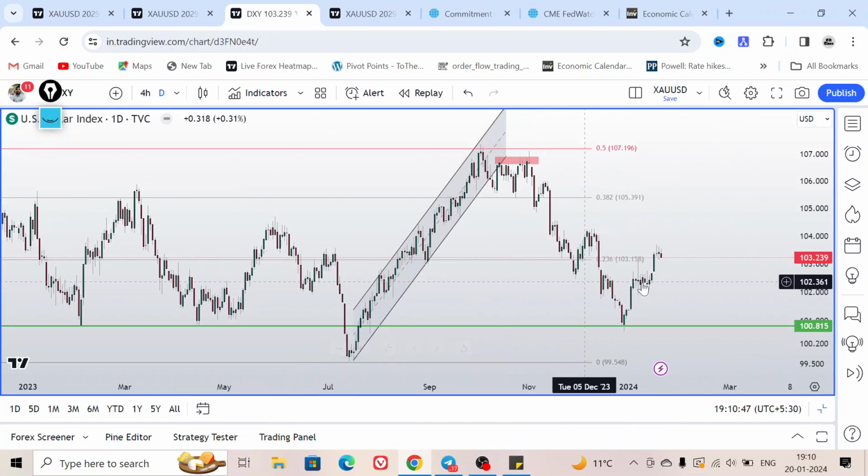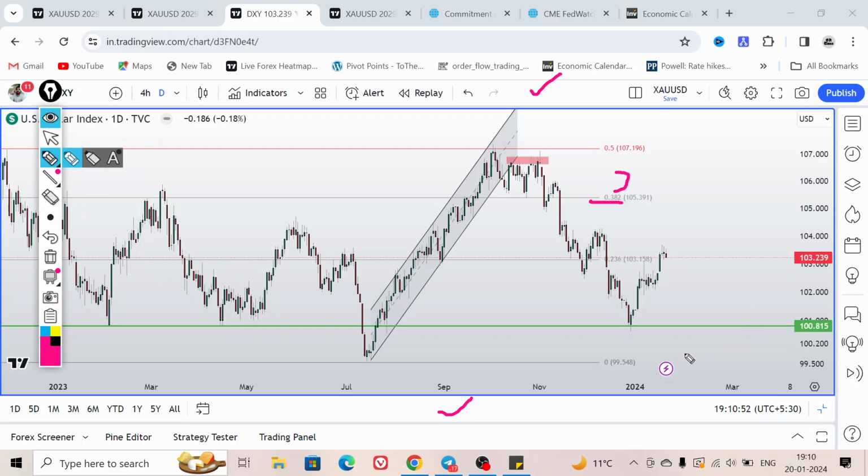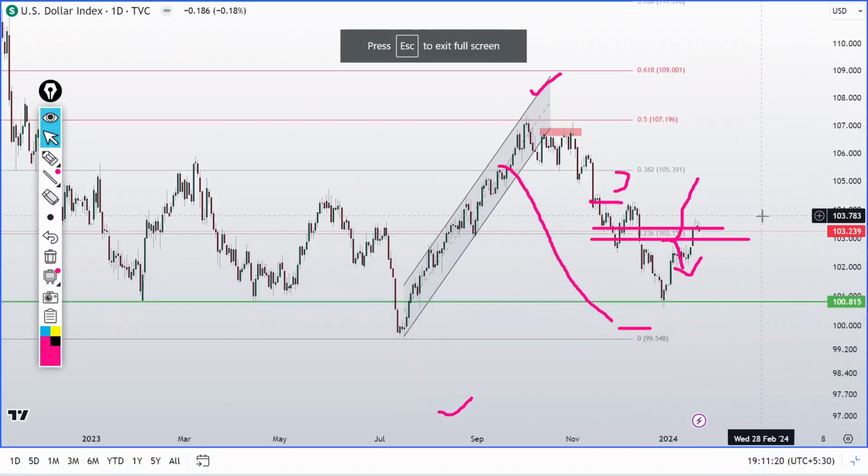Also, if we check the dollar chart, this is the daily time frame on the dollar chart, and you can see the price is rebounding, or you can say reversing from this support, and now this area is the major level that we have to watch. If the price rejects from here, then this will continue this decline phase. But if price breaks above this, let me show you another aspect on the basis of Fibonacci.